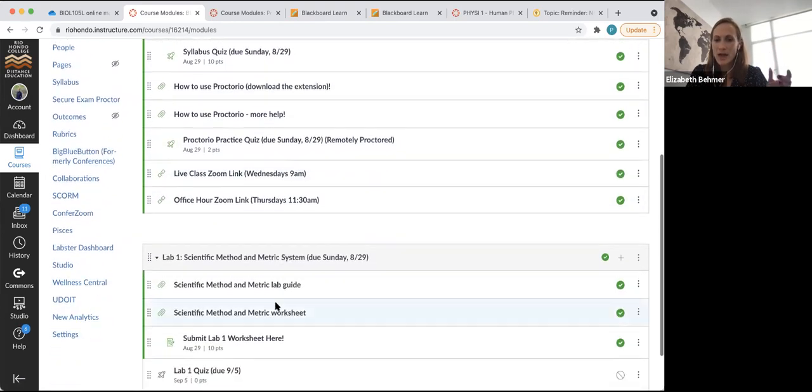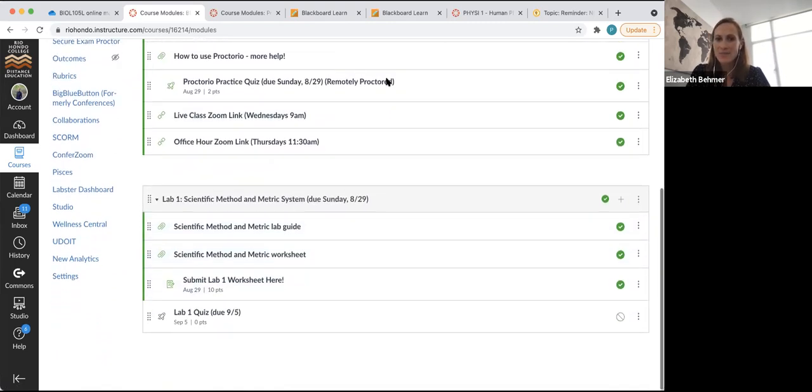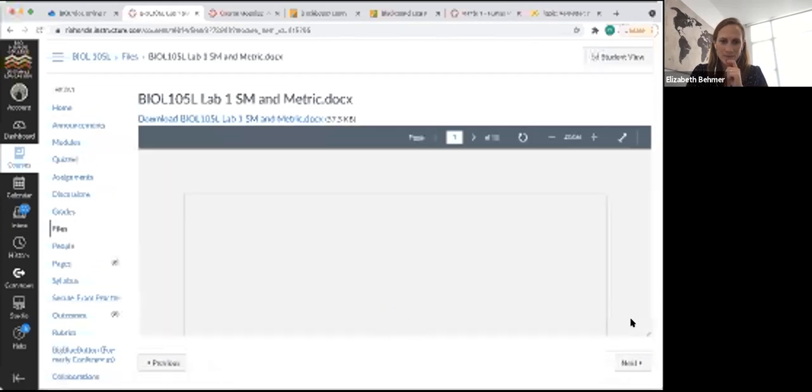And then below that, I'll have modules for each lab or each week. So this first lab that we have is the scientific method and the metric system. There's a lab guide, which is what we're going to go over in a little bit together, and then a worksheet. And the worksheet should be a Word document. And I will pull that up here.